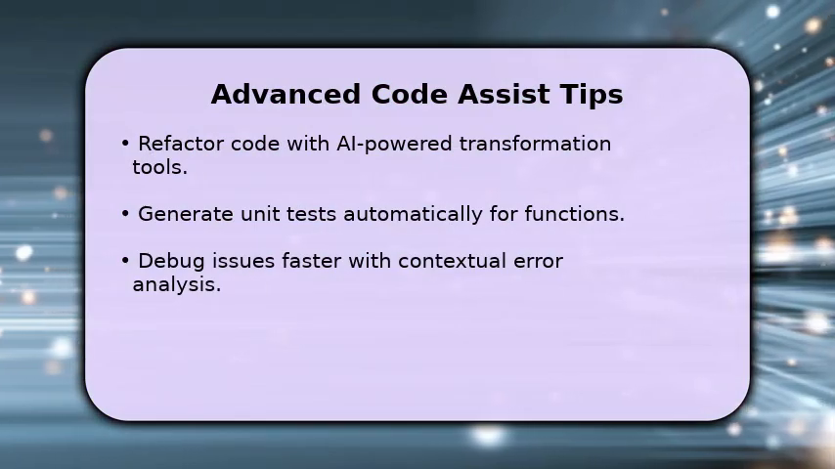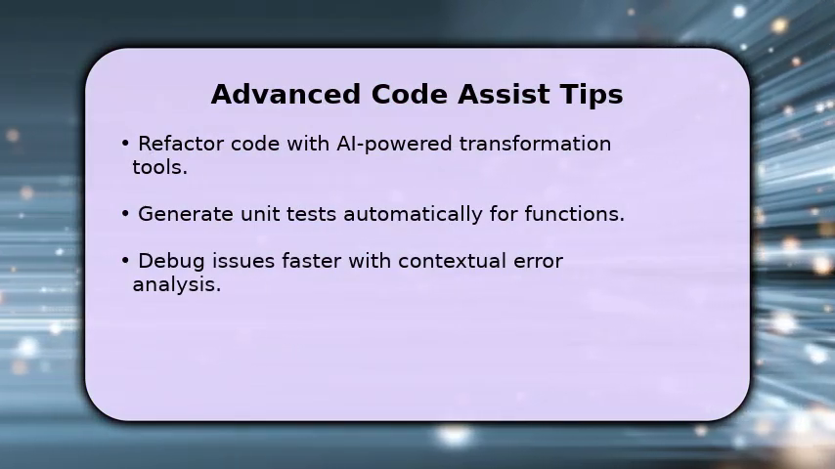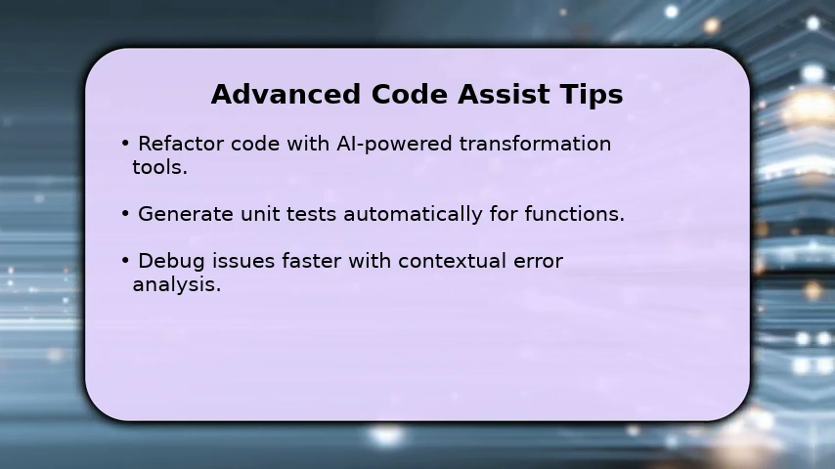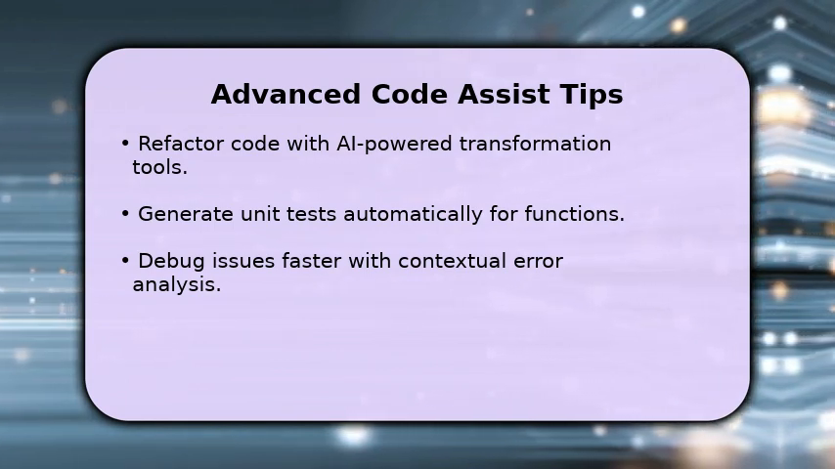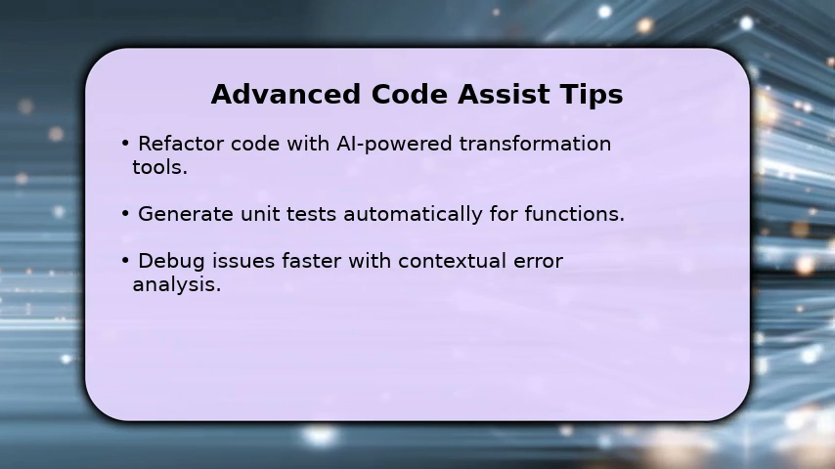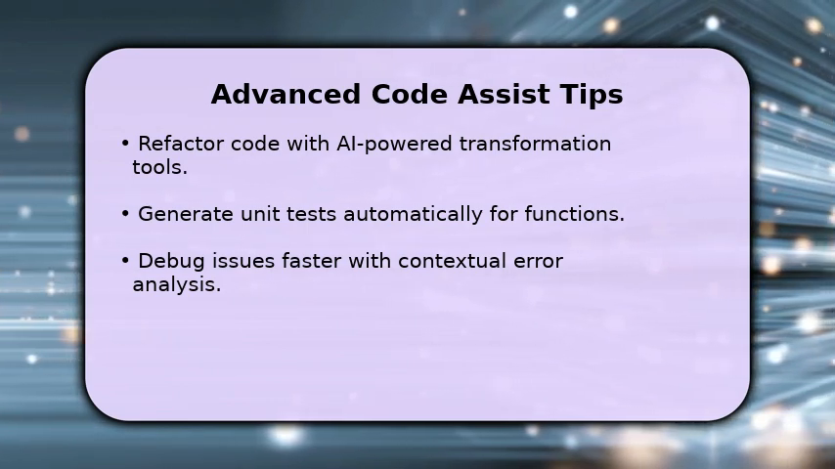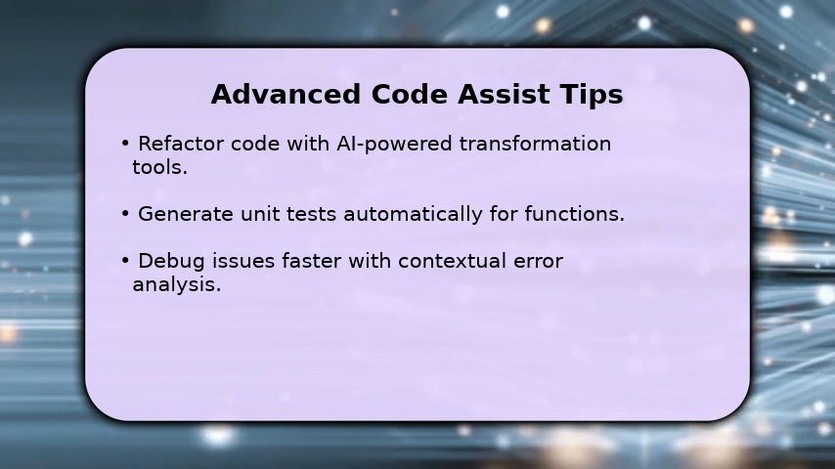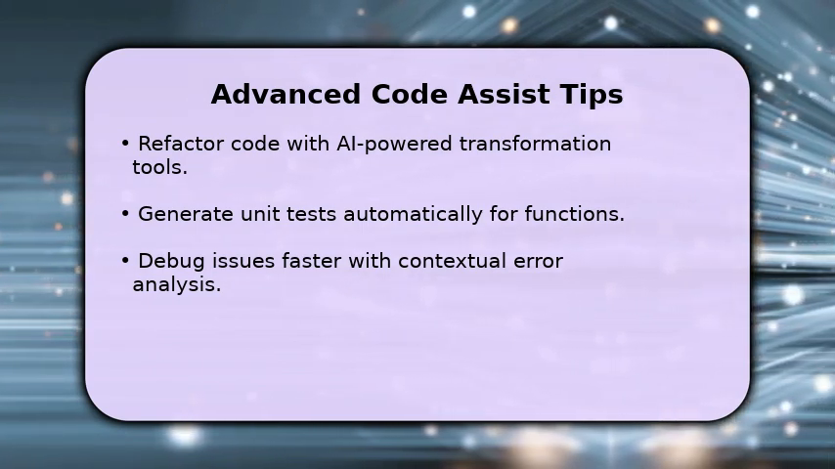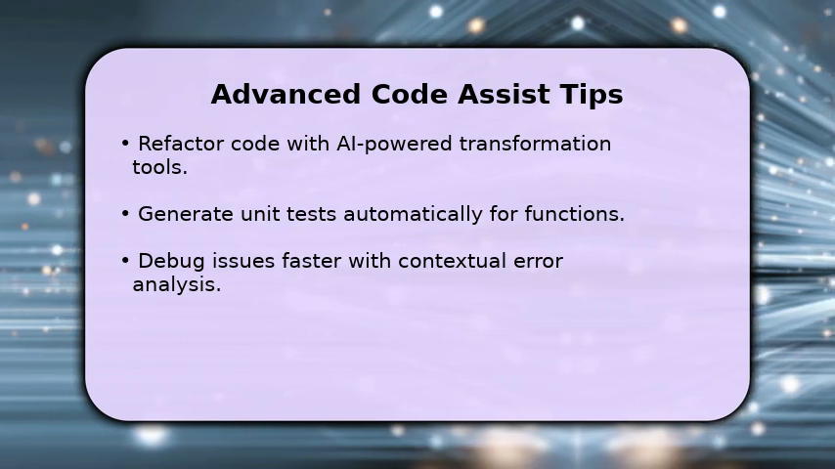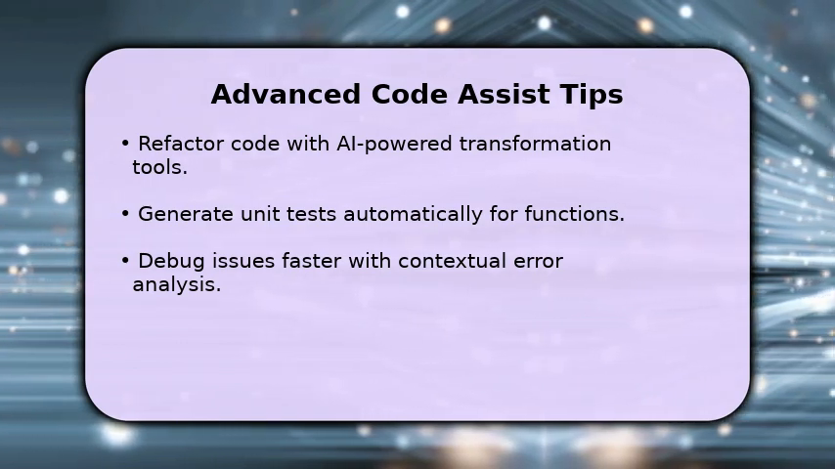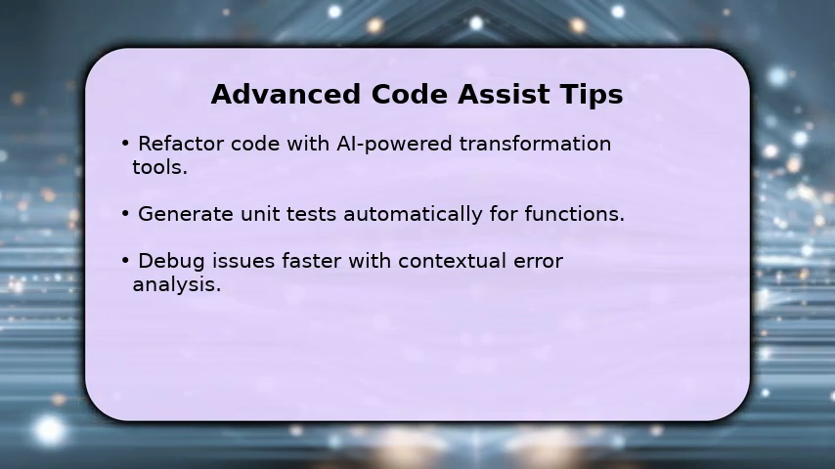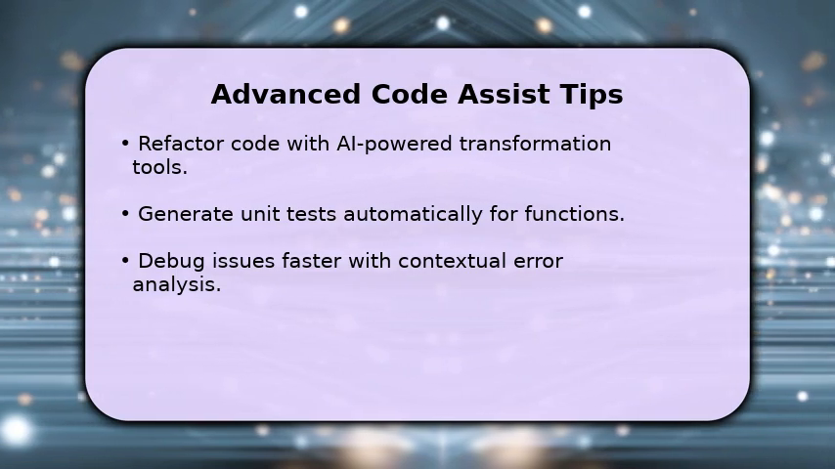Beyond basic suggestions, Gemini Code Assist offers powerful advanced features. You can use it to refactor existing code, transforming it into more efficient or readable forms. It can also generate unit tests for your functions, ensuring code quality. Furthermore, the tool assists in debugging by providing contextual error analysis, helping you pinpoint and resolve issues quickly. These capabilities make it an indispensable asset for any developer.